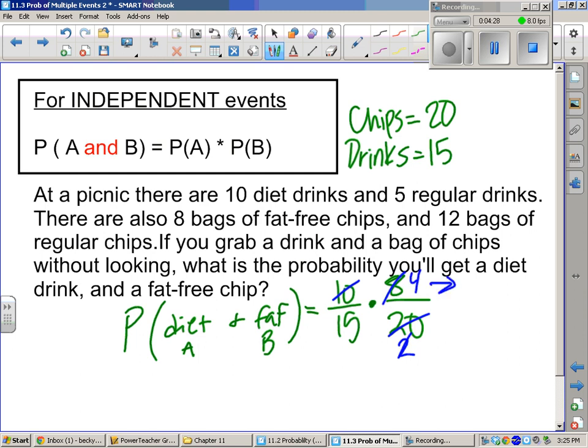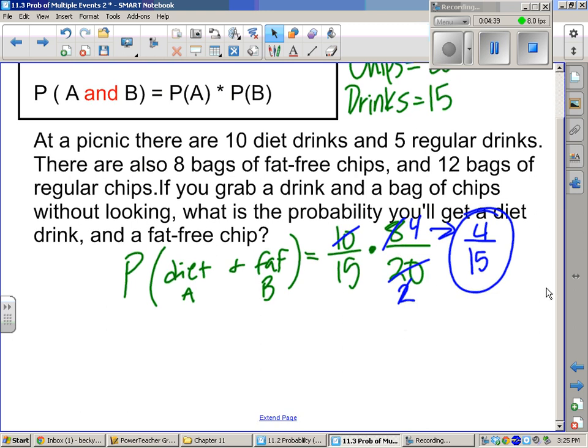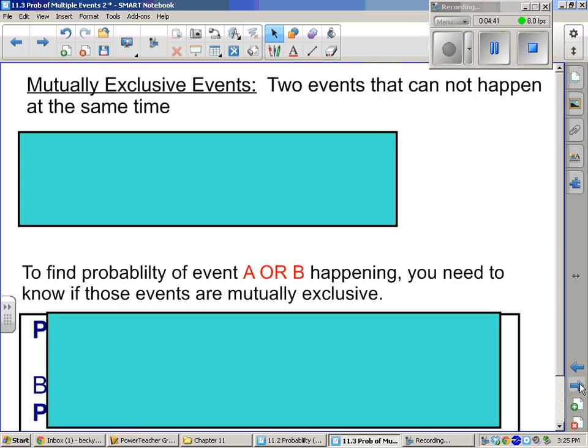4 and a 1, so 4 out of 15. Cool. And then you can change that to a decimal and percent, but 4 out of 15 is good enough. All right. Cool. Next.